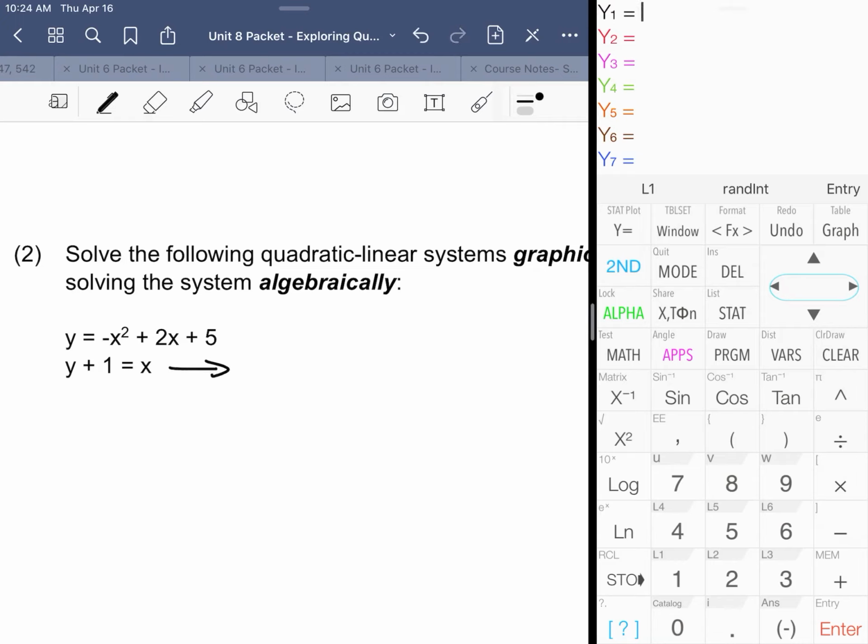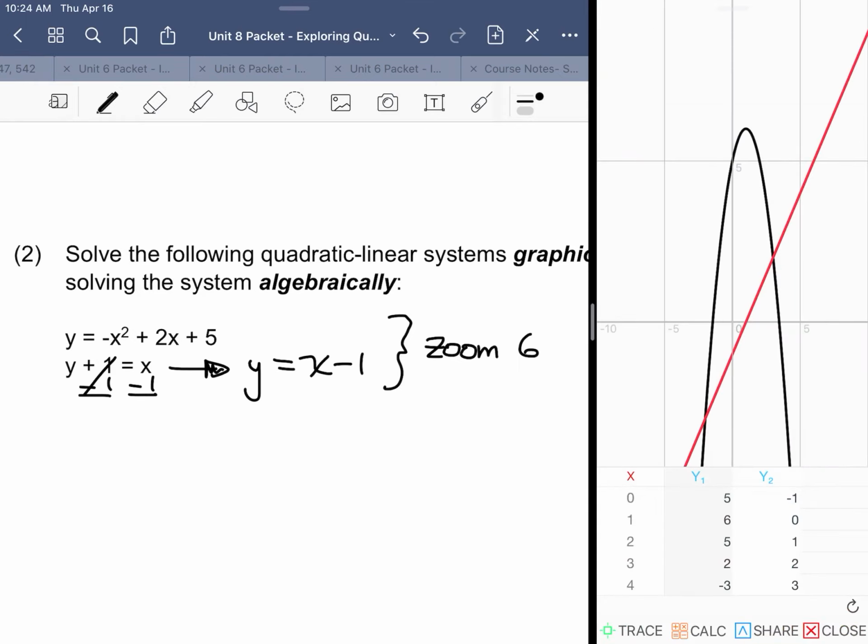So I want to get my second equation set up. First one's good to go, so I can type that right in. Negative x squared plus 2x plus 5. My second equation, I want to subtract off the 1. Y equals x minus 1. And then Zoom 6 is the way to go, at least to get started. The idea behind that is that it gives you a standard view of the window. ZStandard. All right, I have mine set up for that.